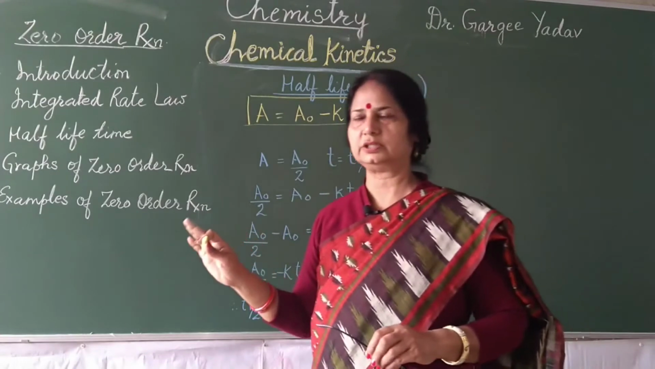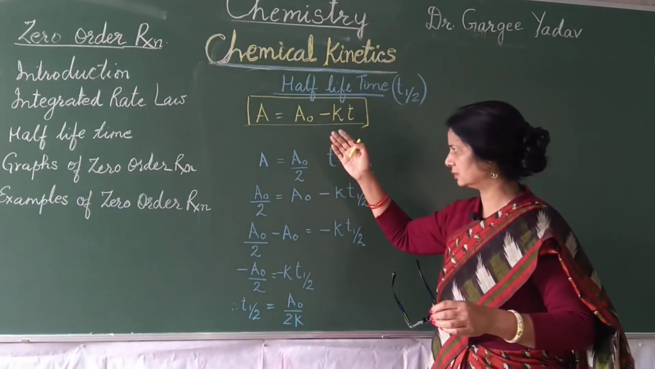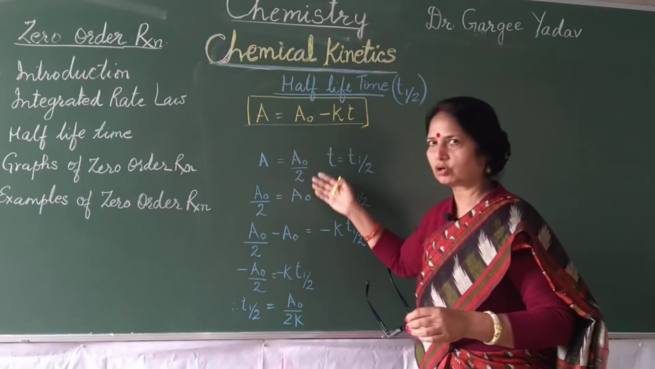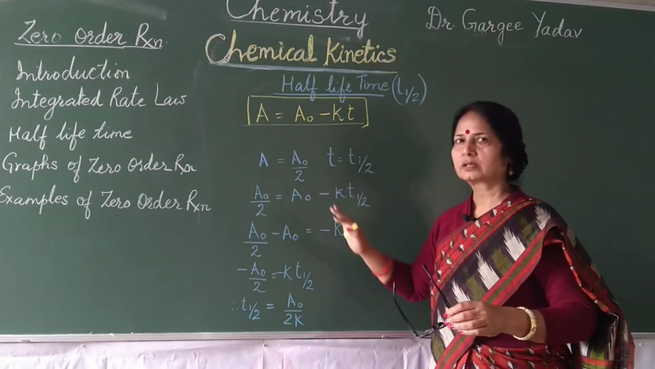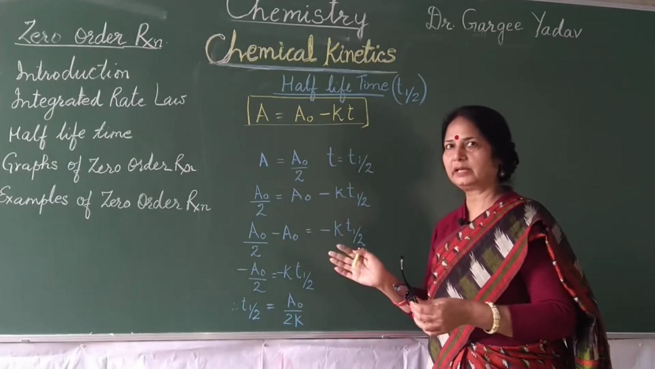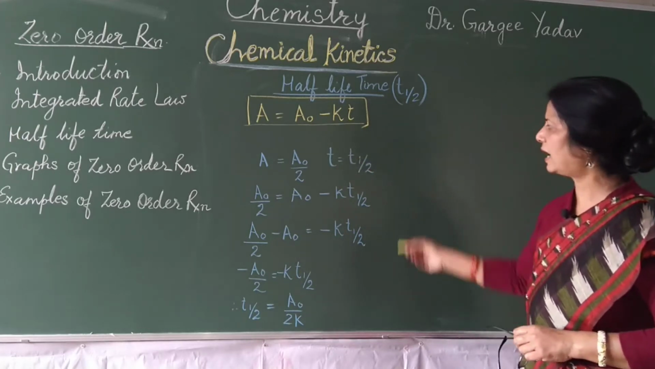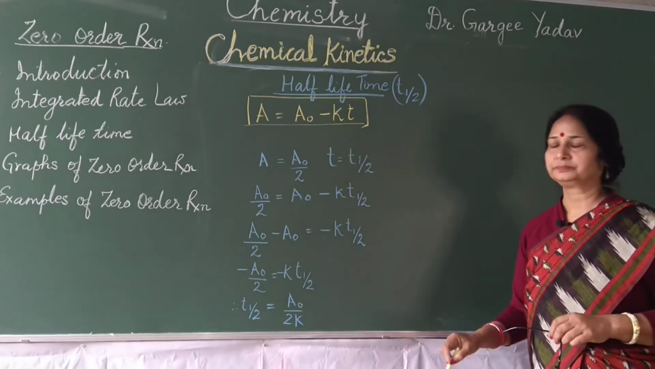A naught was our initial concentration. When A is equal to A naught upon 2, it means half of the concentration is used up, and half will be remaining. And time is how much? T half. So we have to calculate T half over here.